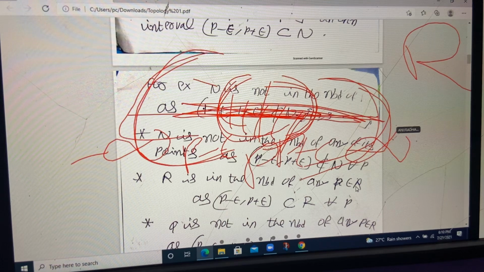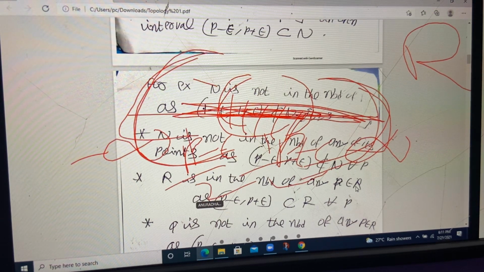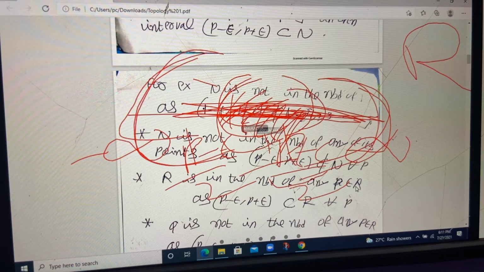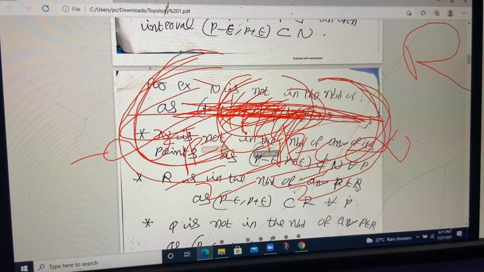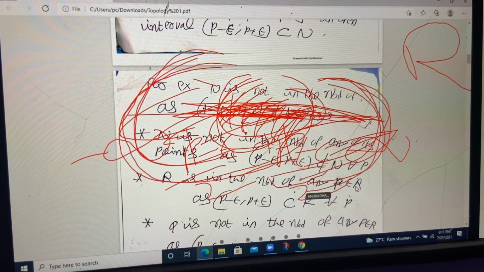For example, your P can be 1 by 2. If your P is 1 by 2, then what is the neighborhood of 1 by 2? 1 by 2 minus epsilon, 1 by 2 plus epsilon. So, in and around 1 by 2, there are infinitely many real numbers. But all these real numbers are part of this total. This R means this total. So this part is there in this interval. Therefore, for any point you take, automatically it will be within R.